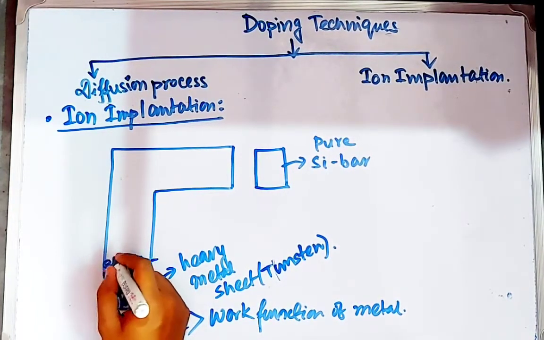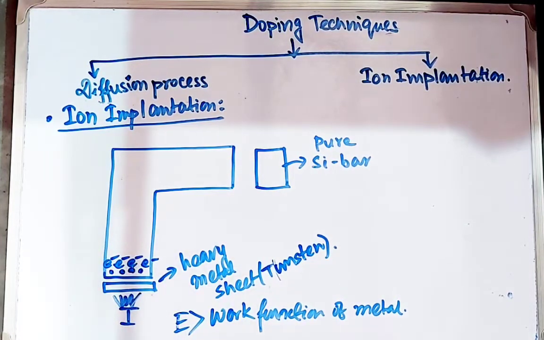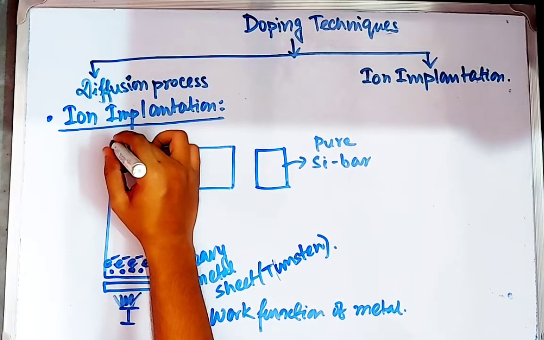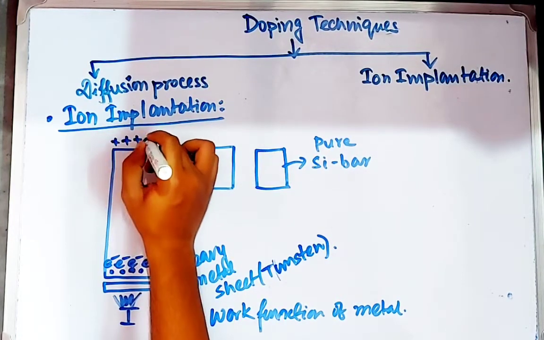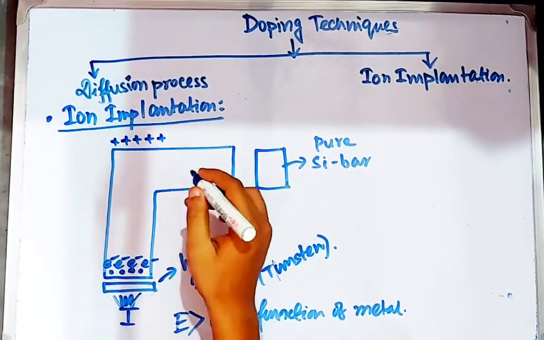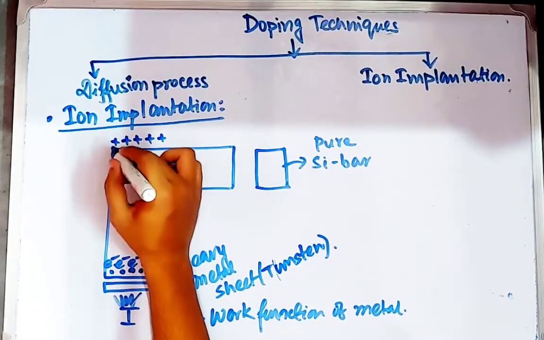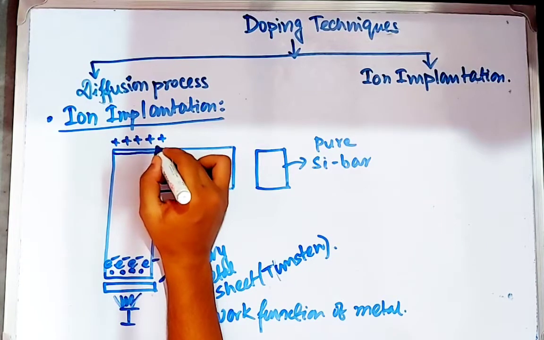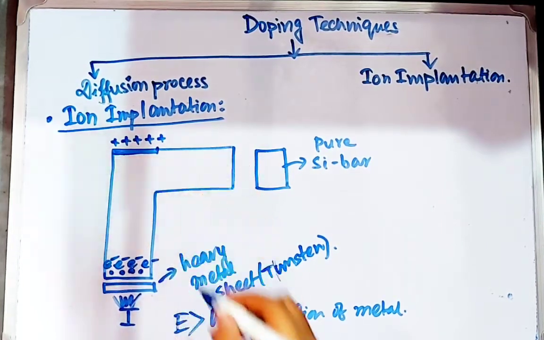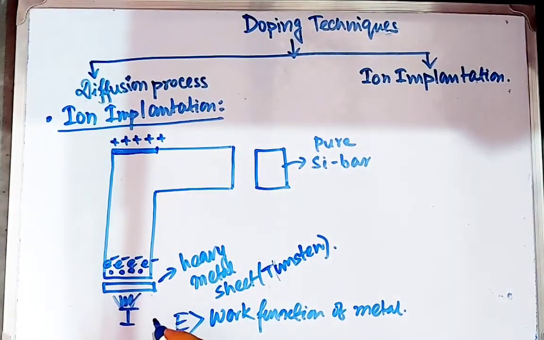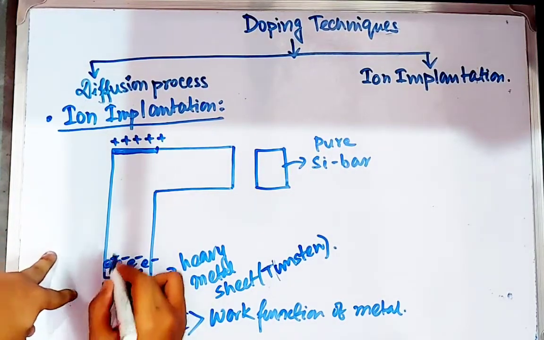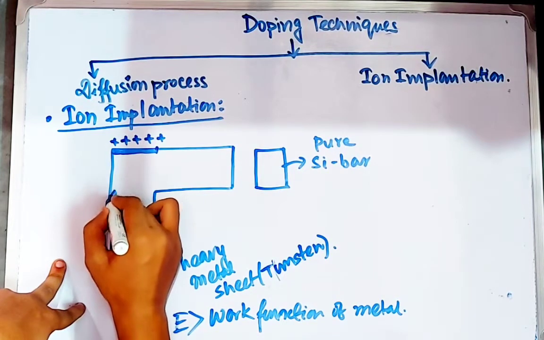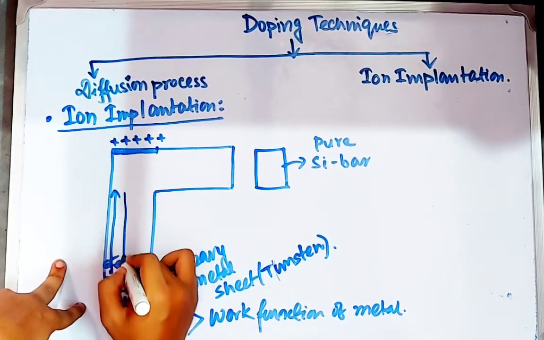Suppose these are the free electrons. Now a strong positive terminal is connected at this region of the structure. So all these free electrons get attracted by this positive terminal, so they start moving upward.